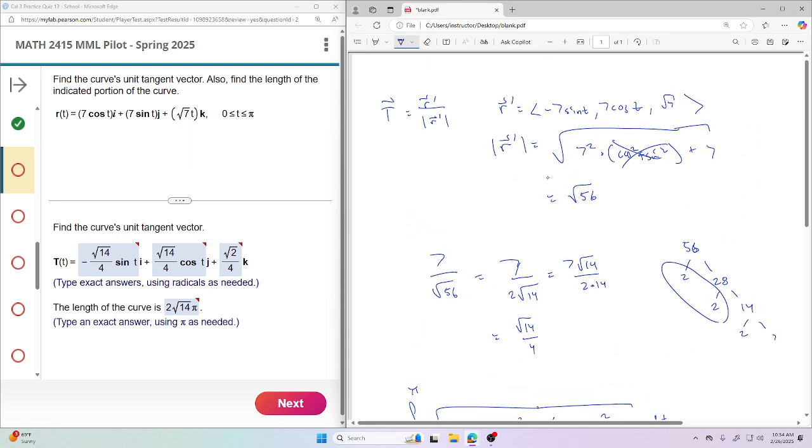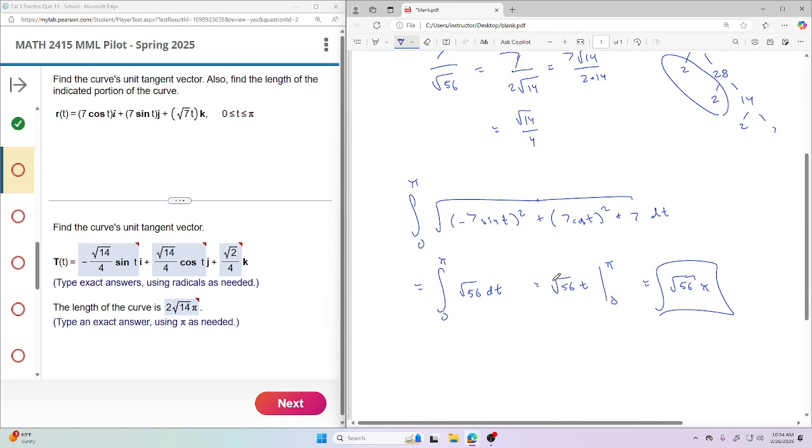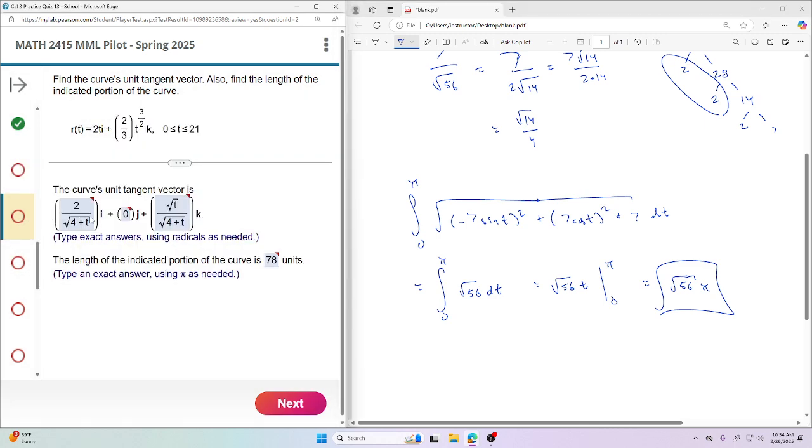Because the cosine and sines cancel. Well, that made it easier. It's not too bad. Same thing, but now this one's not going to cancel.